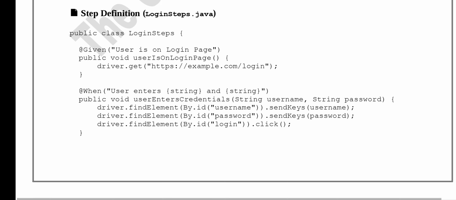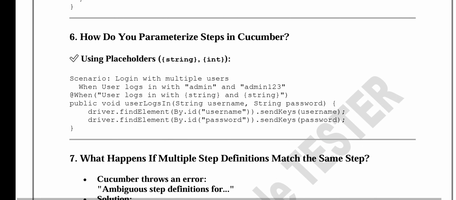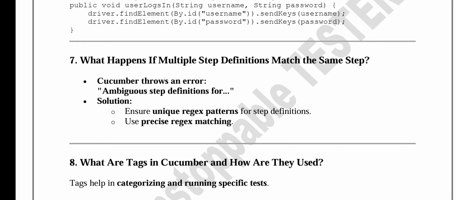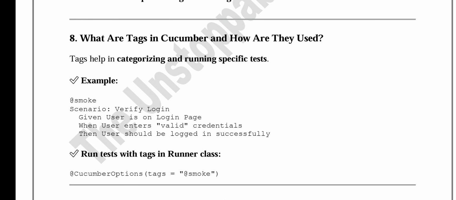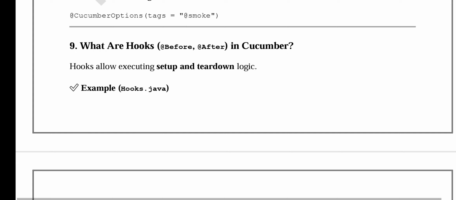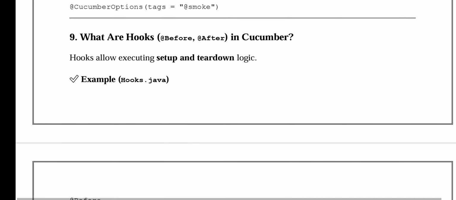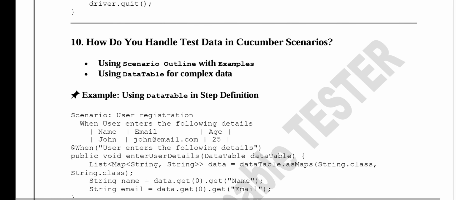Steps. How do you parameterize steps in Cucumber? What happens if multi-step definitions match the same step? What are tags in Cucumber and how are they used? What are hooks @Before and @After in Cucumber? How do you handle test data in Cucumber scenarios?